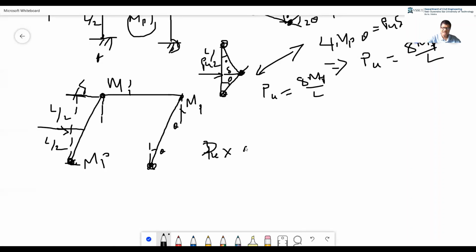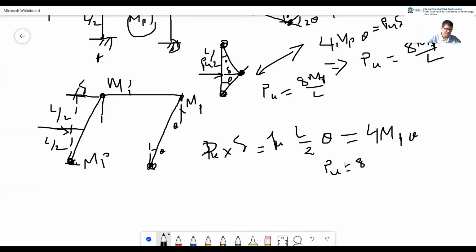So what will this now be? Pu into delta is equal to Pu into L by 2 into theta, and Mp into theta, Mp into theta, Mp into theta, Mp into theta. That will be 4 Mp theta. So this gives Pu is equal to 8 Mp by L. Pu comes out to be 8 Mp by L.